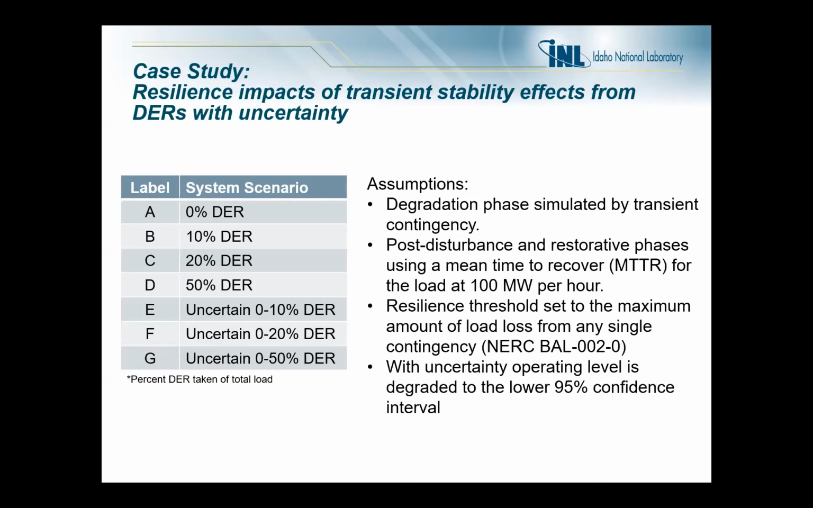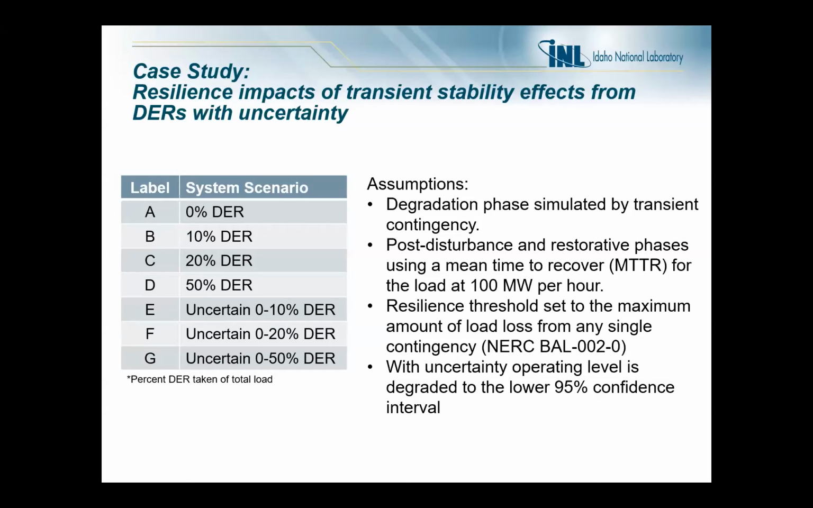Now, the assumptions we made included that the degradation phase was simulated by the transient contingency, which is the 9 consecutive line outages. The post-disturbance and restorative phases were assumed to be a steady state recovery, where the mean time to recover for load was 100 megawatts per hour.